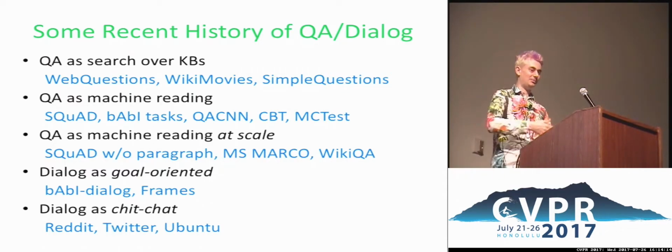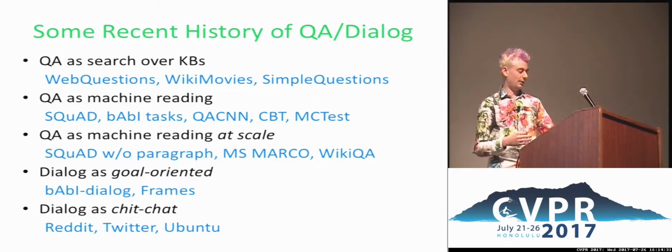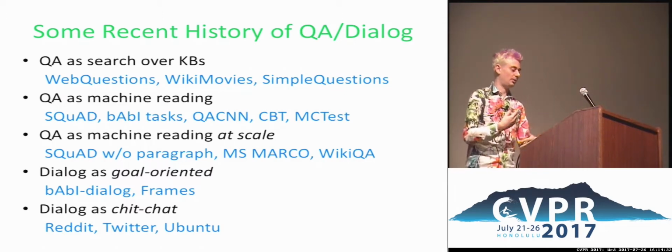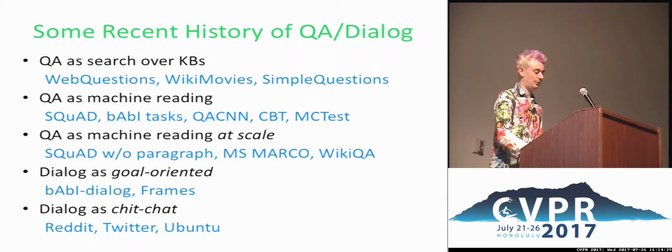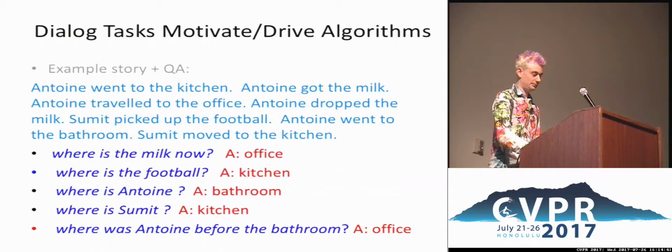So then you might be given the whole of Wikipedia. We've looked at tasks like that, which becomes much harder again. But hopefully we can leverage some of the things we've learned from SQuAD to be better at this more realistic task. So there are things like that. And then in dialog, there are goal-oriented tasks like booking a restaurant, and then there are chit-chat tasks where people try to predict the next thing that someone said on Reddit or Twitter, and so on.